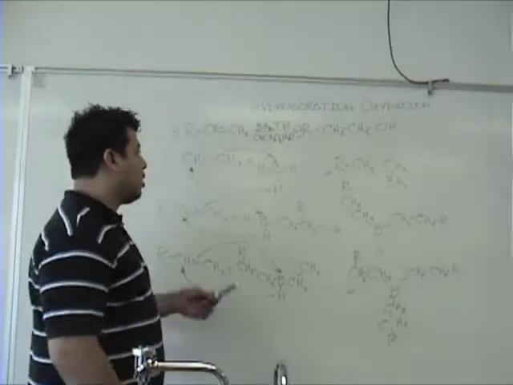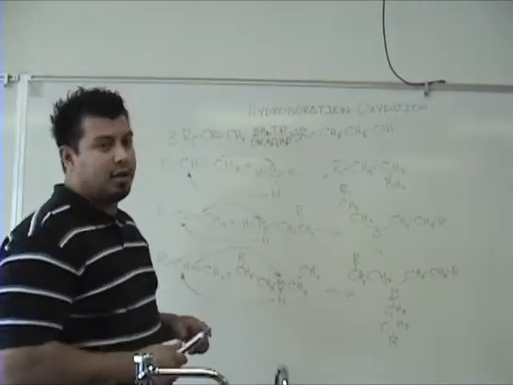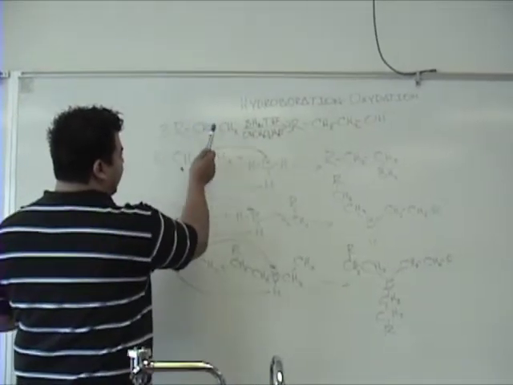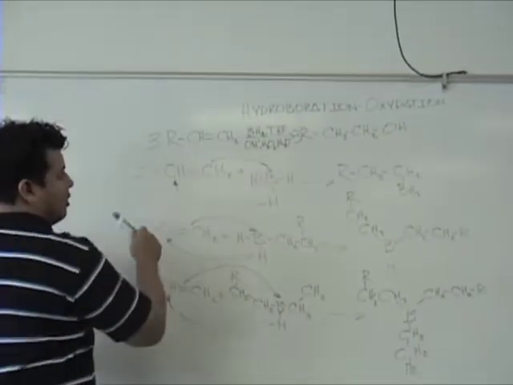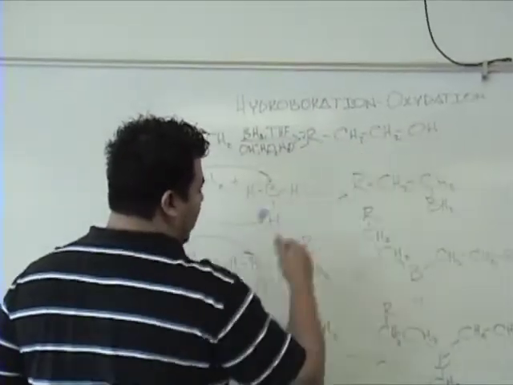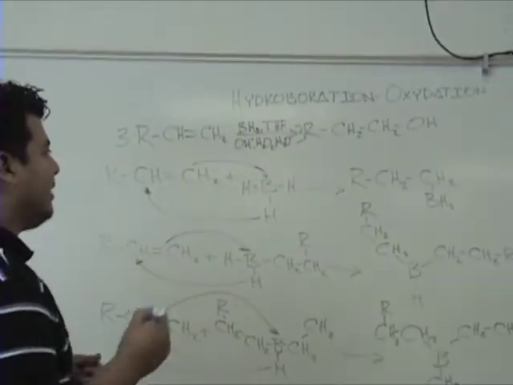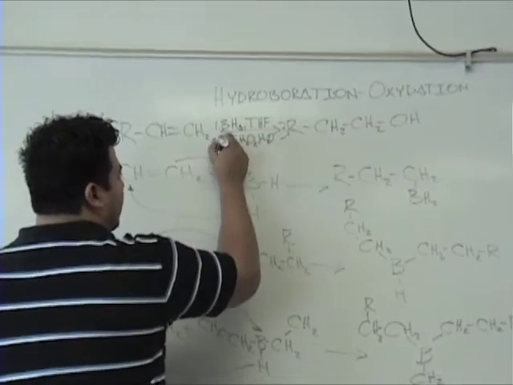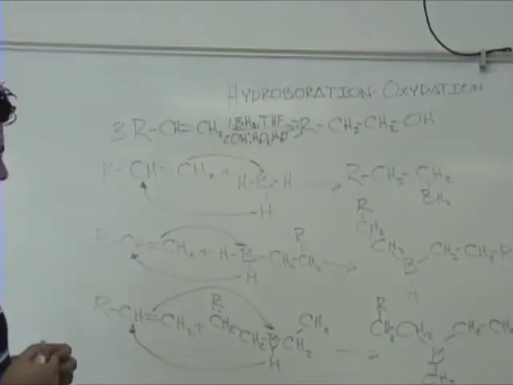Okay, we're going to work on hydroboration-oxidation of an alkene. So we have our generic formula right here, our alkene, and we have 3 because we will yield 3 products of it. Now this mechanism has 2 steps. This is the first one, this is the second one.